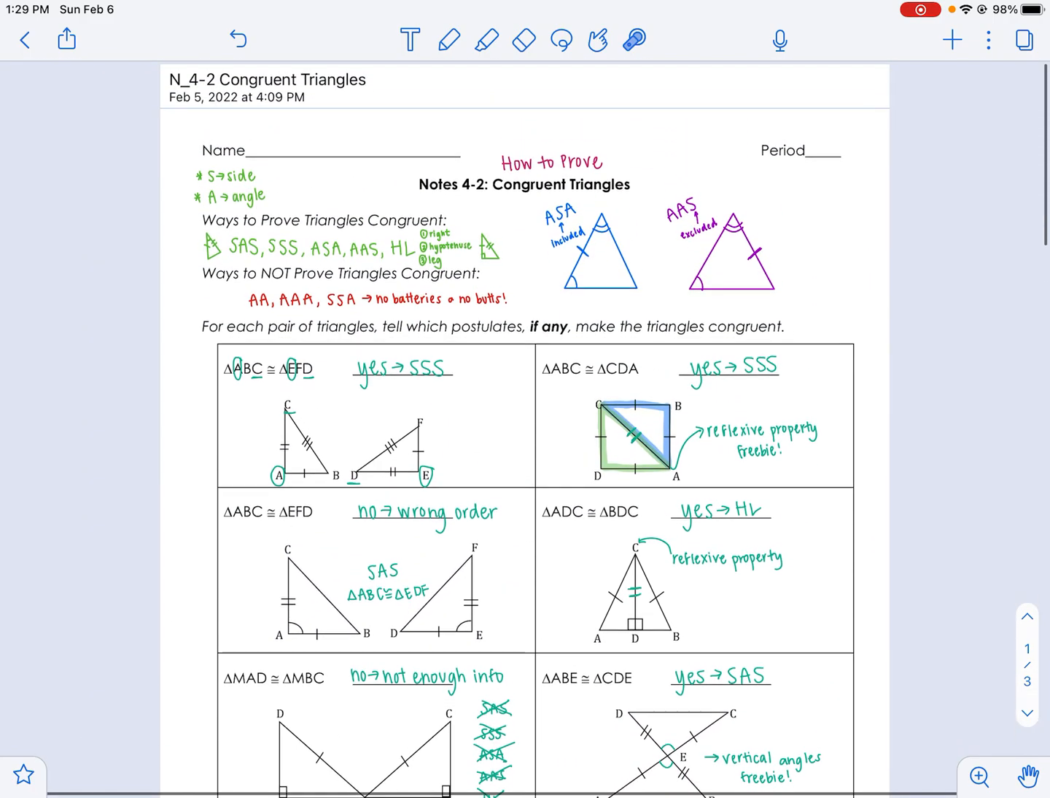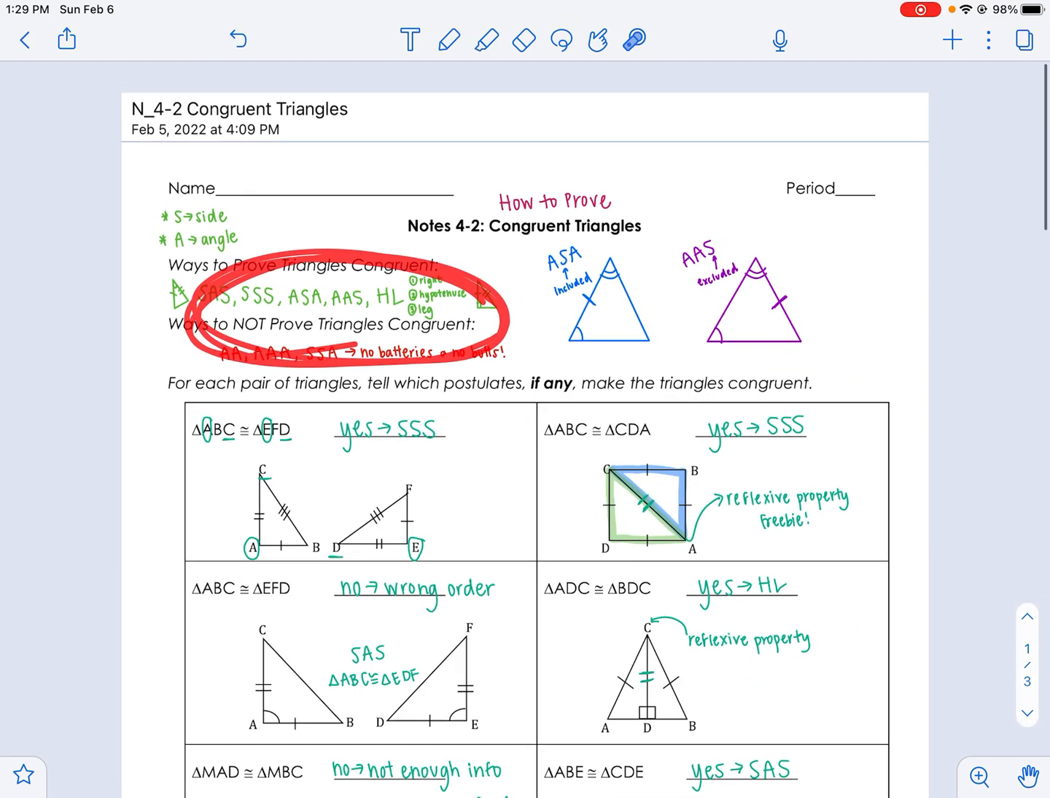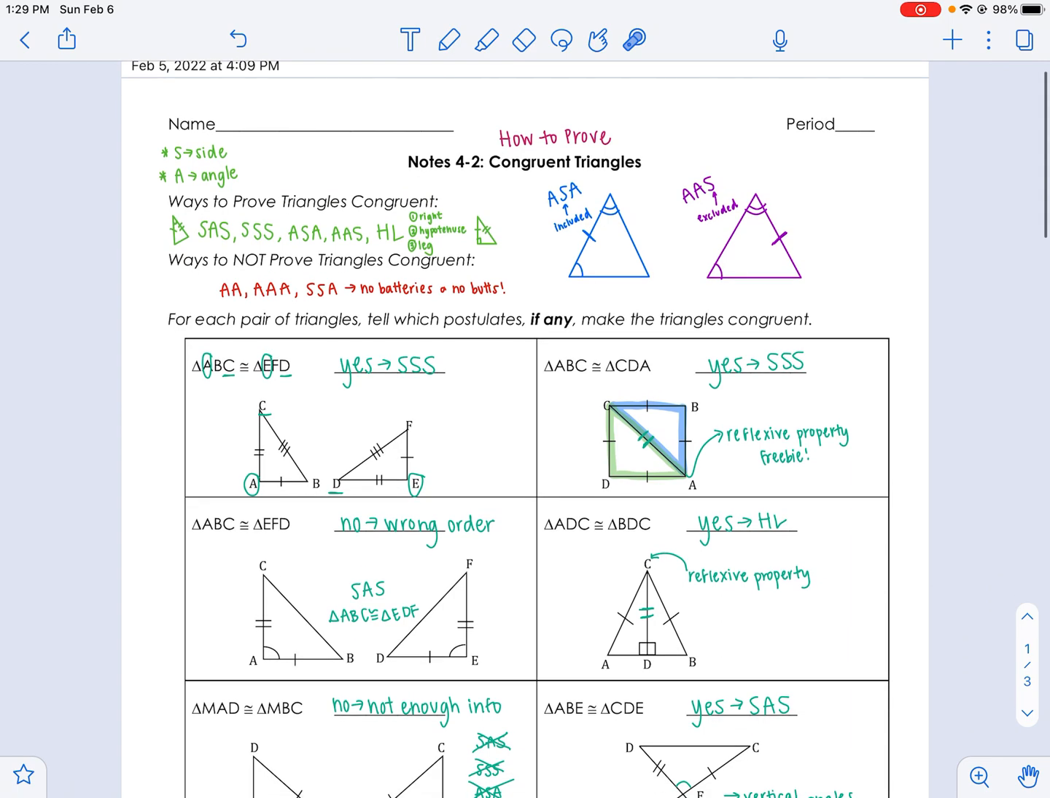And we're going to do some more practice in just a bit, but I would make sure that you have this chart easily accessible, so as you're going through your practice, you can just go through your checklist.